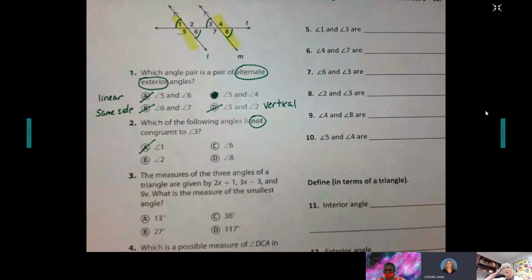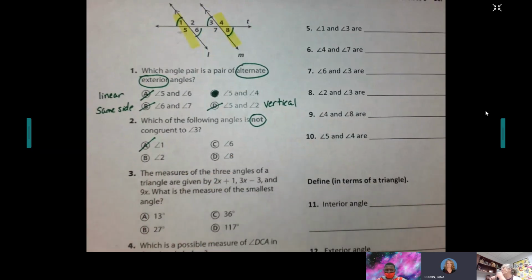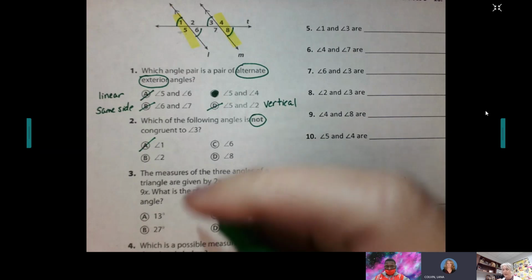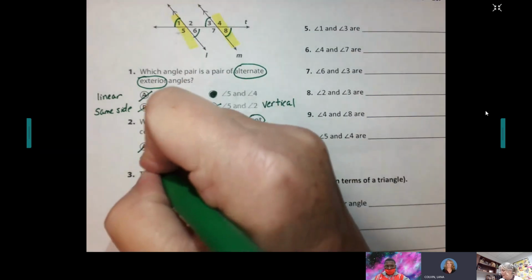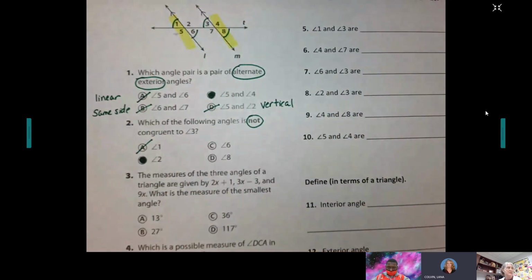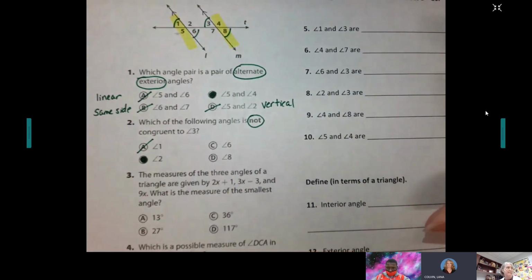Not angle 1, because angle 1 is marked just like angle 3 is. So is it angle 2, angle 6, or angle 8? That's not marked like angle 3. Yep, angle 2 is the one that is not marked. Does everybody see it? Everybody okay with that?